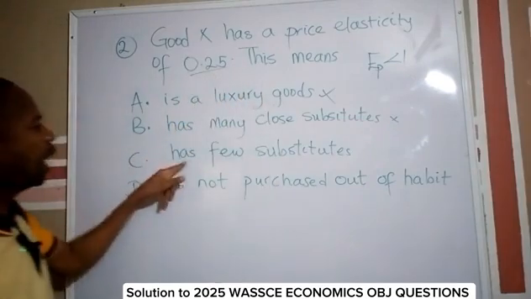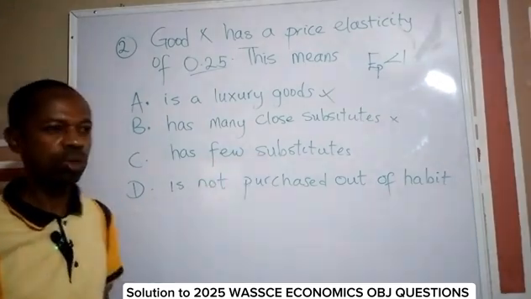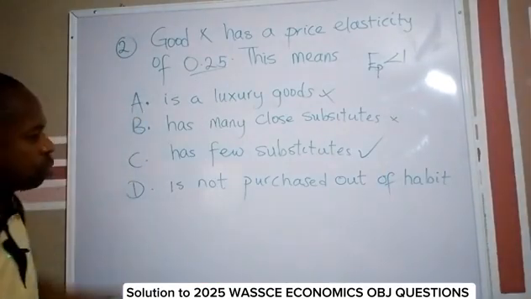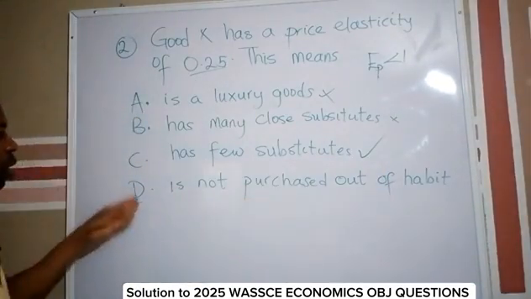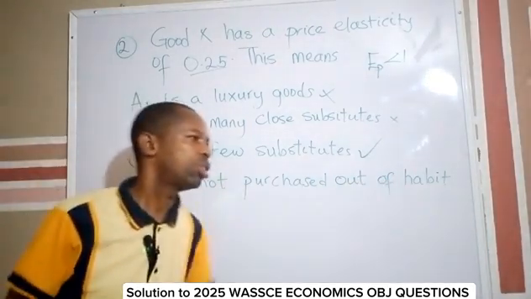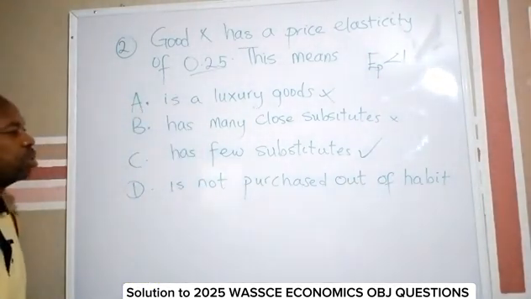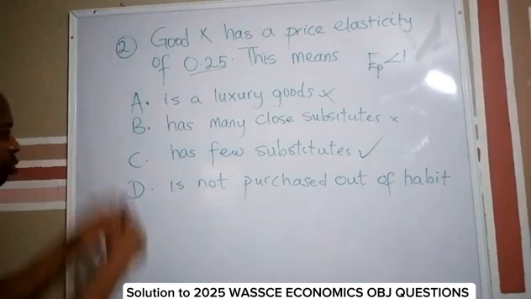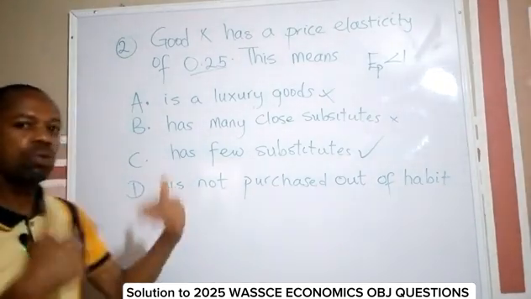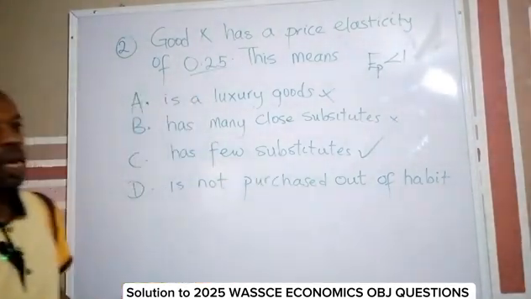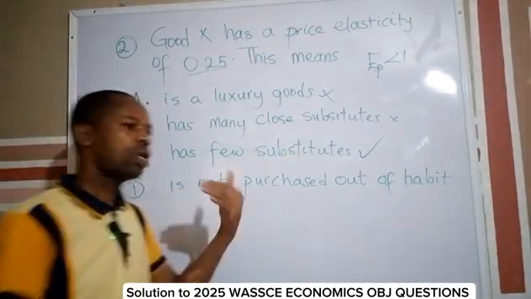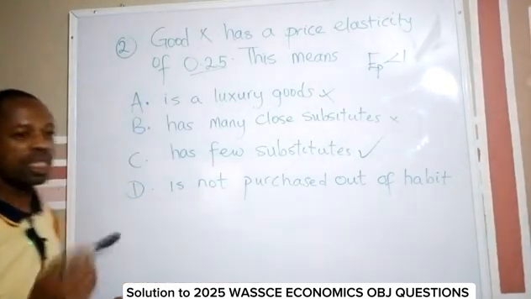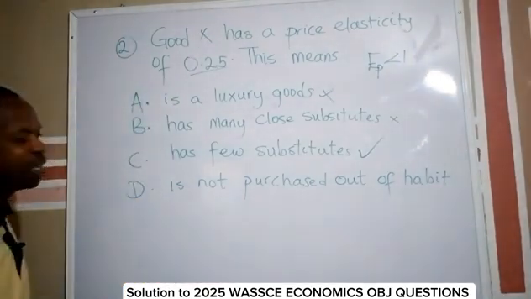Now, C, has few substitutes. Yes, that will be the answer. But before we conclude that, let's look at the last one. It's not purchased out of habit. No, that cannot be the answer. So the correct answer here is that it has few substitutes. So when a good has few substitutes, then the demand for that good will be fairly inelastic. And I hope you understand that now. So let's move on to the next question.